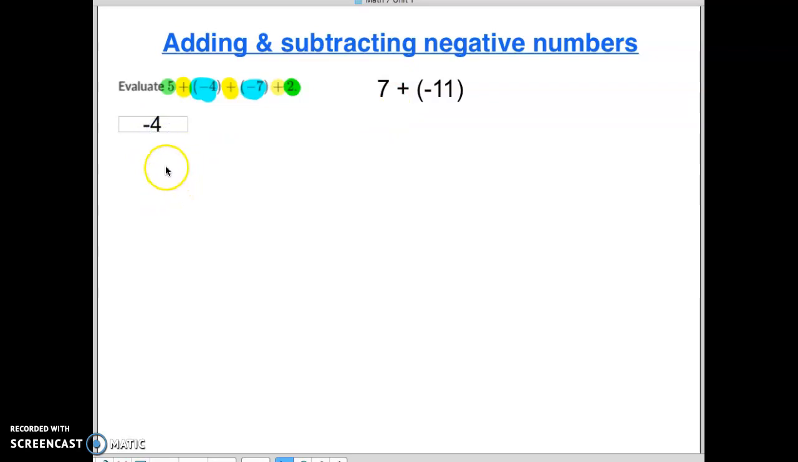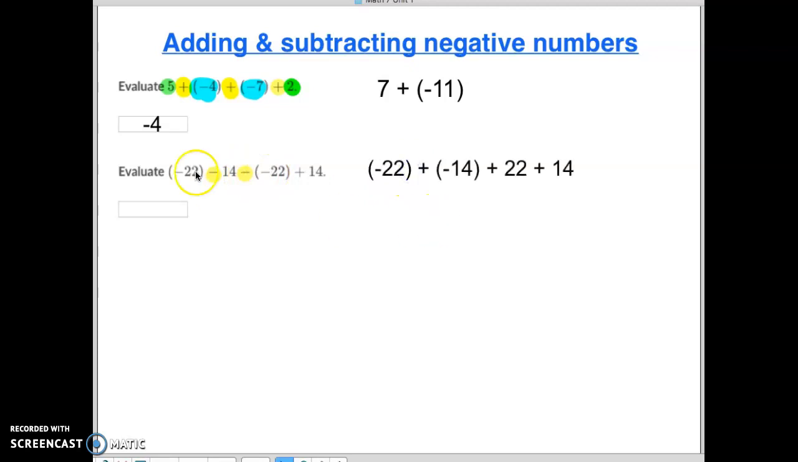Let's try another one. Okay, so next one here, we've got this problem. Do you see these subtraction signs right there? I'm going to point those out to you because I do not like subtraction. This plus sign is perfect. So I'm going to rewrite this equation, and how we do that is by changing it to plus the opposite.